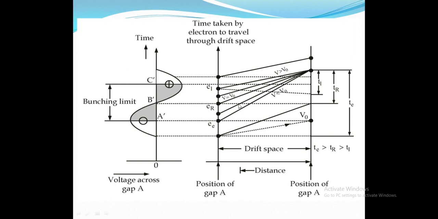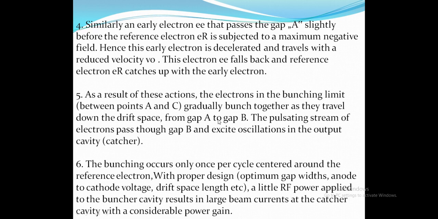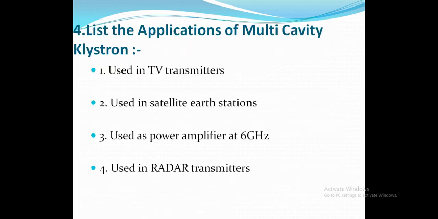So here the bunching occurs only once per cycle, centered on the reference electron, with a proper design. A little RF power applied to the buncher cavity results in a large beam current at the catcher cavity with a considerable power gain. So this is all about the working of the multi-cavity Klystron amplifier.